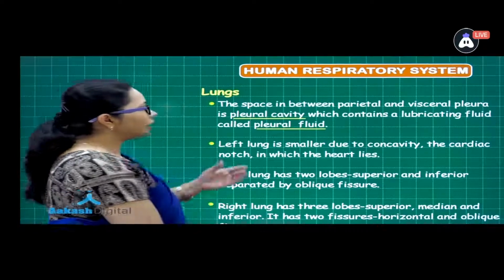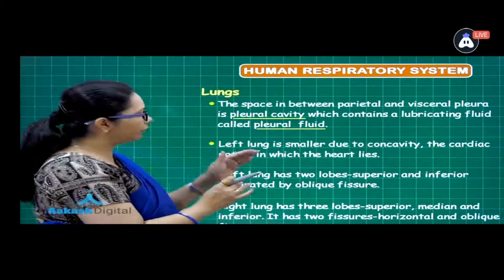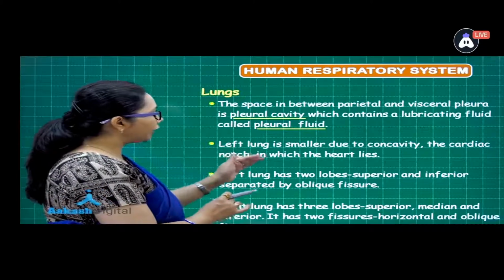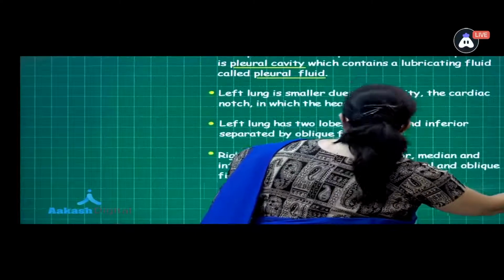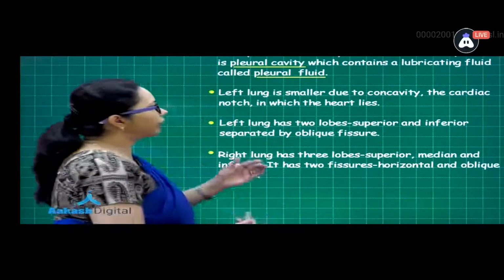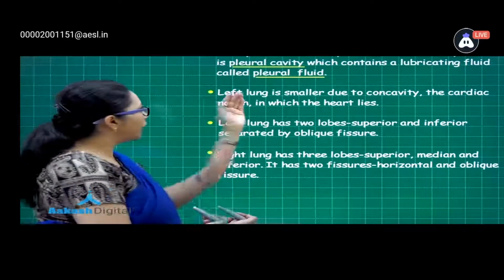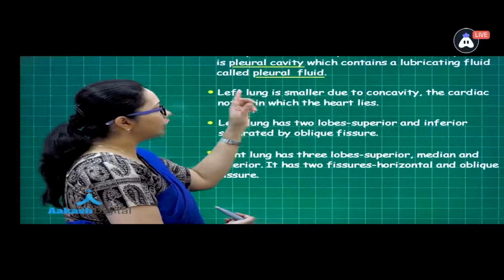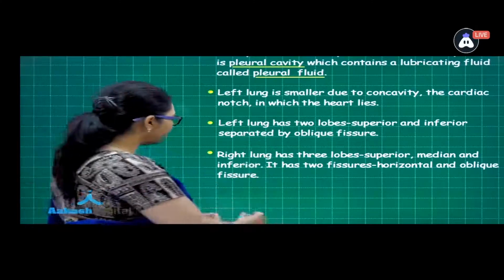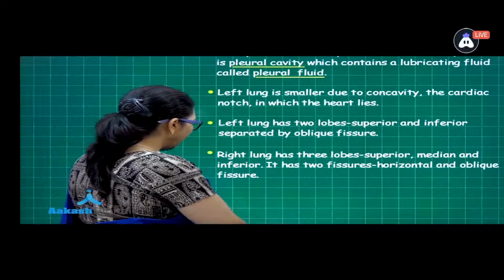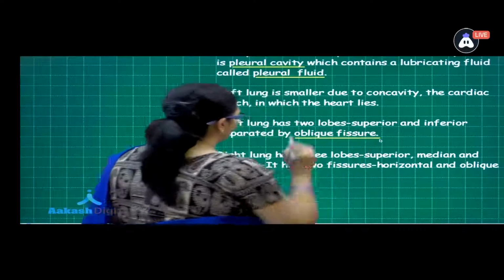Now the left lung is slightly smaller because there is a cardiac notch where the heart lies, and it has two lobes. So here the lungs are divided into lobes. The left lung is divided into two lobes, while the right lung is divided into three lobes. The left lung has the two lobes which are named superior and inferior, which are separated by a fissure, and that is named oblique fissure.